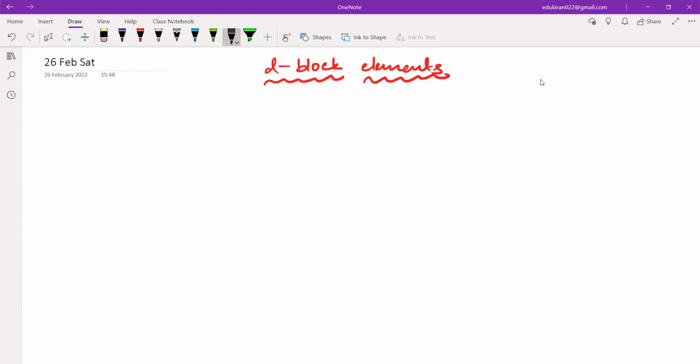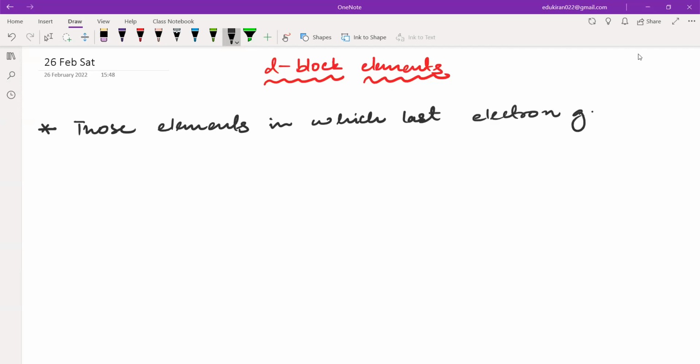खैर, D block elements. Okay, so in D block elements, what are the D block elements? First of all, how will you define a D block element? So all those elements in which the last electron goes to the D subshell.